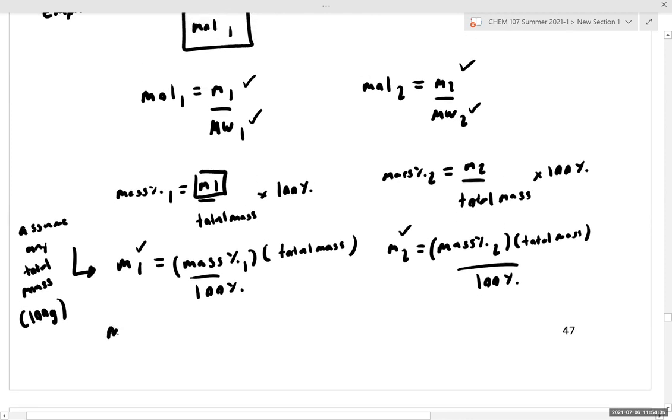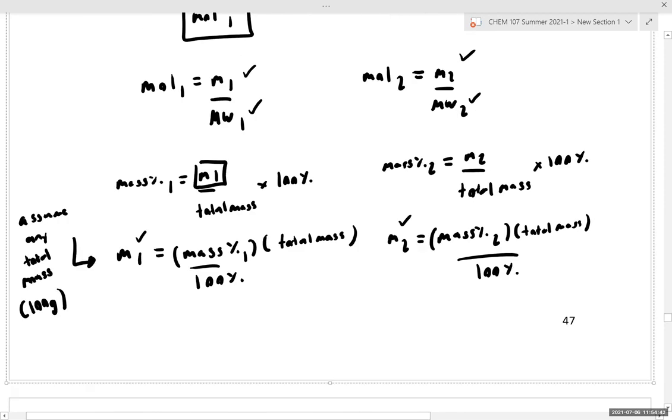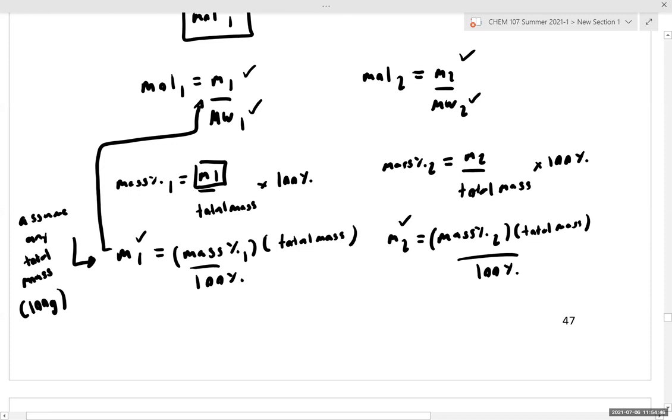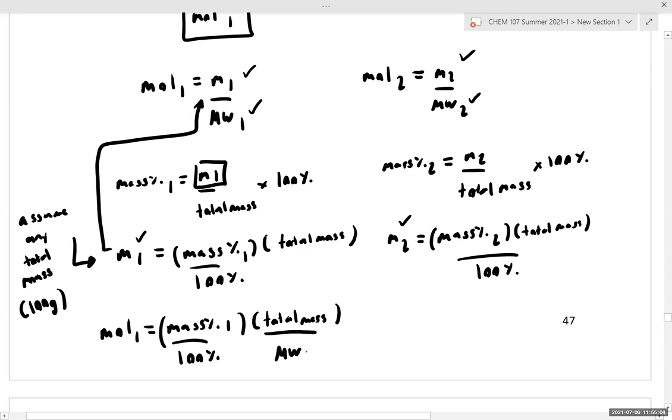So in this case, we know that we can substitute the mass of element 1 into this mole expression. So we know the moles of element 1 can be rewritten as the mass percentage of element 1 over 100% times the total mass divided by the molar mass of element 1.